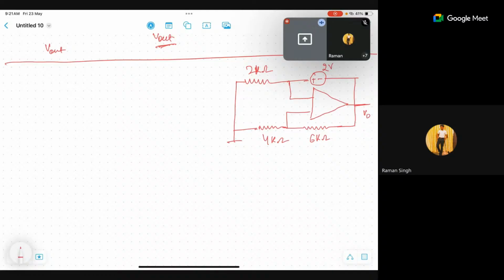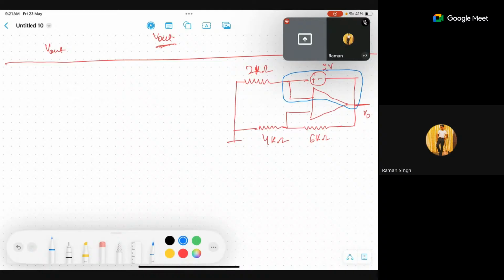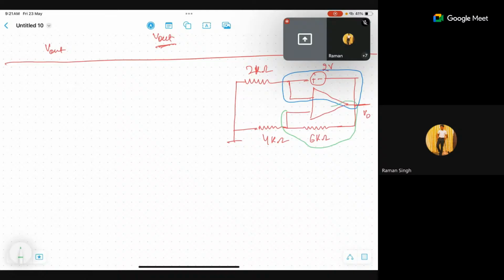Now, if you see, two loops are created here. One loop is from this positive voltage to this ground. One loop is this one, and similarly, the second loop is this one. Okay, two loops are created.